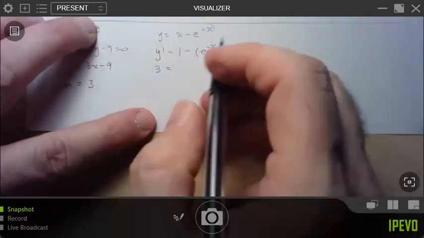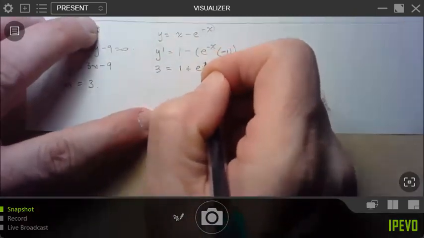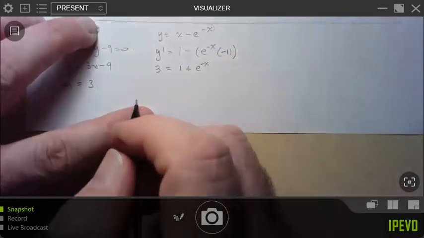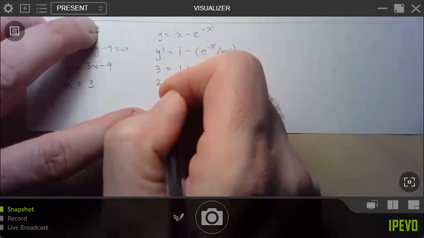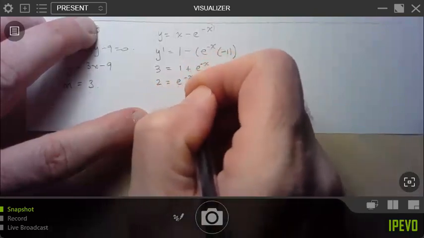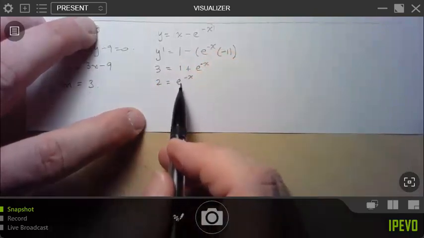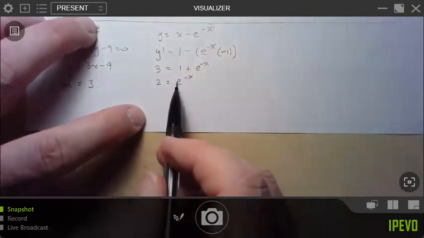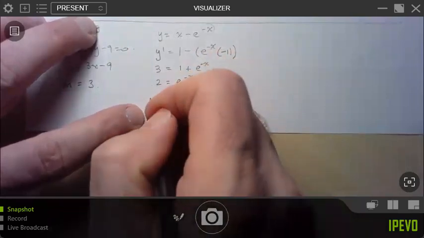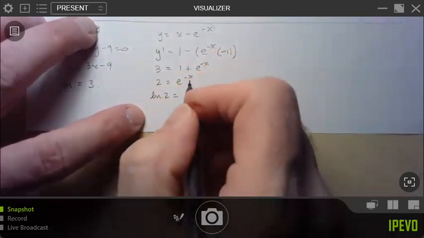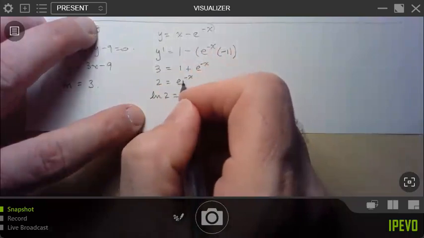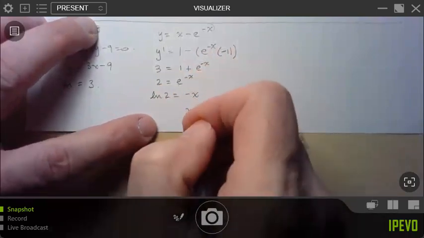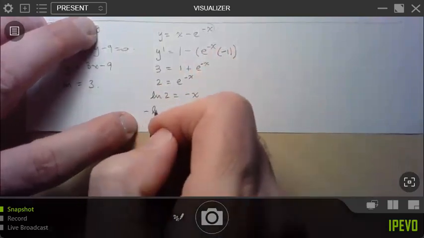So what are we left with here? We're left with 1 plus e to the, whoops, e to the negative x. Okay, let's bring the 1 to the other side. So 2 equals e to the negative x. And hey, this is what I like, having a single exponential expression equal to a number. So now I can take the logarithm of both sides. So ln 2 equals ln of e to the negative x, which just cancels out the e. I'm just going to have negative x. And so x is equal to negative ln 2.